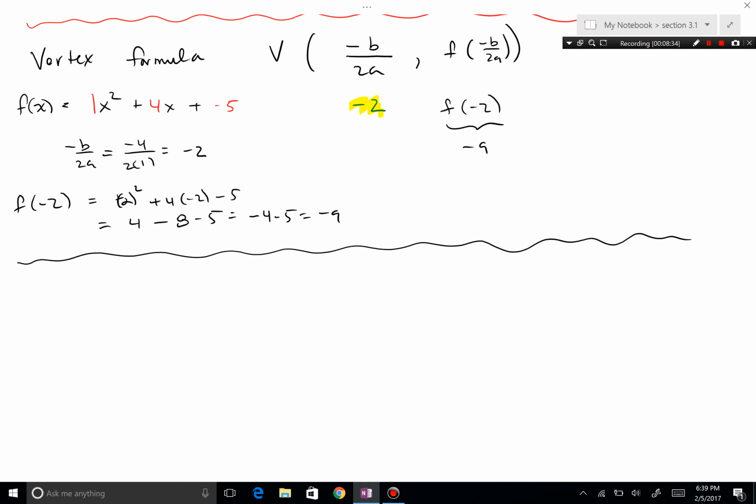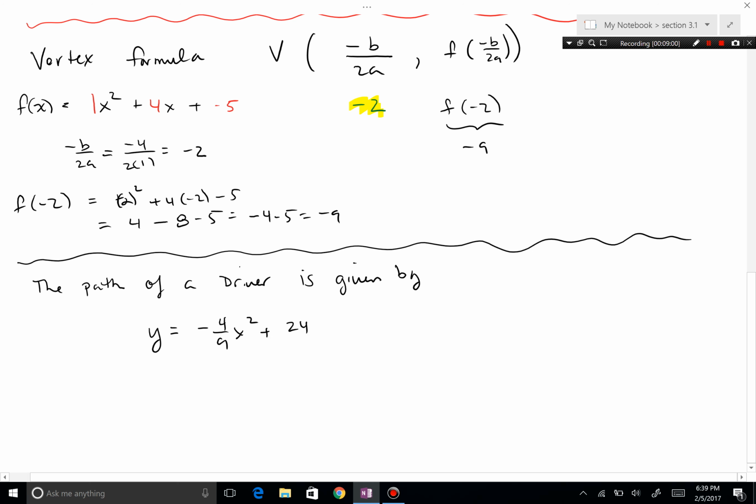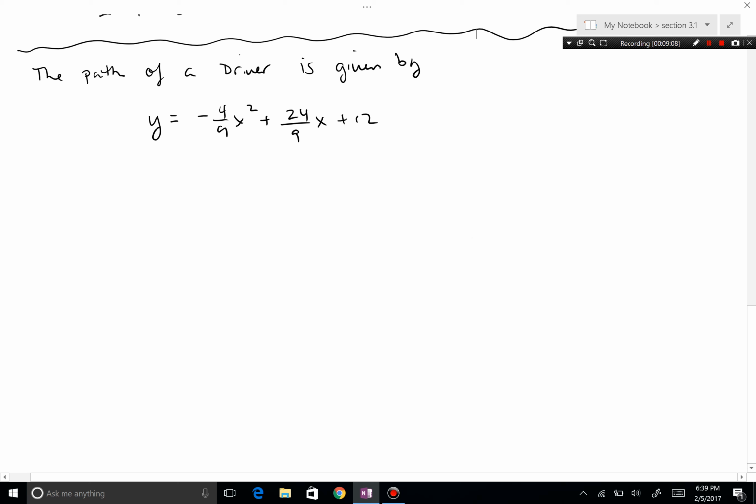You guys ready? All right, so here comes the dirt. It says the path of a driver. Okay, so pretend this is a race car driver, given by this function: y equals negative 4/9 x squared plus 24/9 x plus 12. See how dirty that quadratic is? But if we have to complete the square with this, we'll be okay.